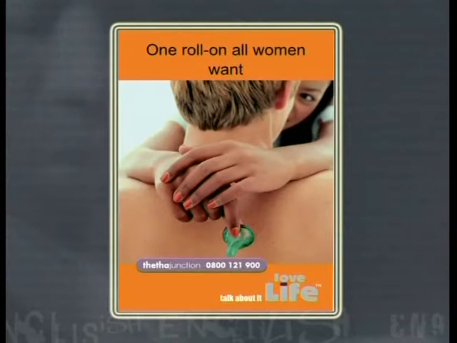This particular poster also has another line of text. Let's have a look. What do you immediately think of when you read the line, "One roll-on all women want"? Well, having seen the picture, we know a roll-on is a condom. We normally refer to a deodorant as a roll-on. So there's a play on words, a pun that's happening in this line. I think it means that normally girls spend lots of time making themselves look and smell good, and deodorant is part of that. But in today's world, we think about keeping ourselves safe, and that's why she's holding a condom, because it came out of her bag.